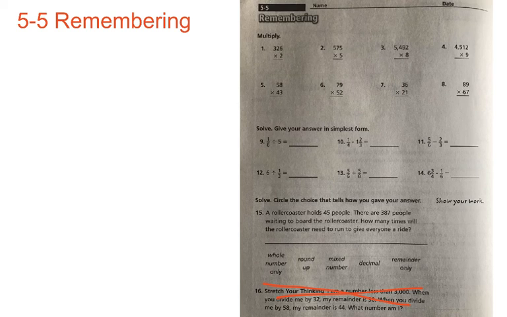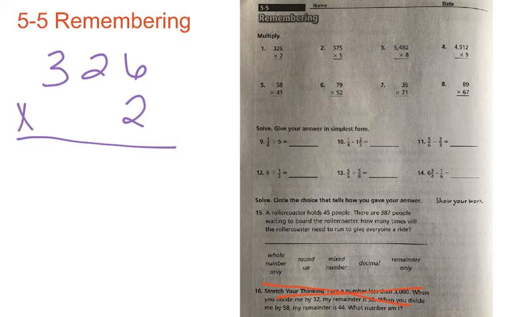I know you have a lot of practice with this, but let's go ahead and look at number 1. We have the number 326, and we're multiplying that by 2. 2 times 6 is equal to 12. Put down your 2, carry your 1. 2 times 2 is equal to 4, plus 1 is equal to 5. 2 times 3 is equal to 6. And so your answer is going to be 652.